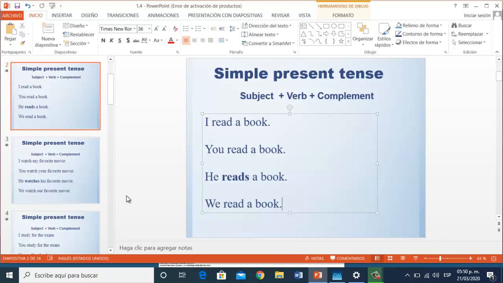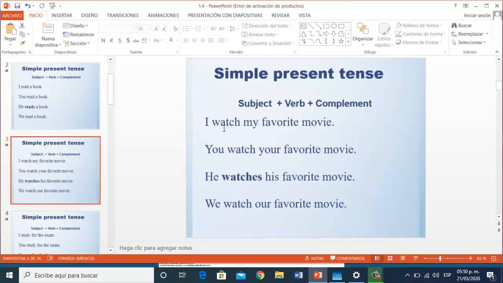You see? Now, the other example that we have over here is with the verb to watch. Remember, subject, verb, and complement. I, you, he, we, it's the same for subjects. I watch my favorite movie. You watch your favorite movie. If you can see here, watch doesn't change, but it changes here. He watches his favorite movie, and it doesn't change here. We watch our favorite movie.